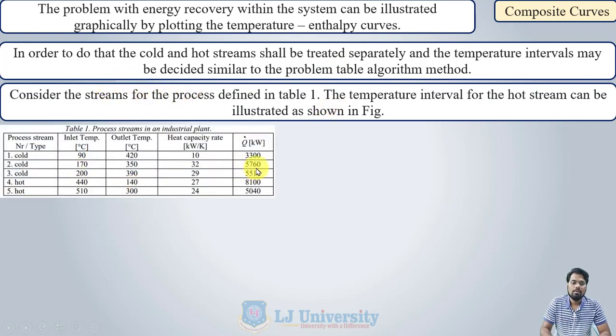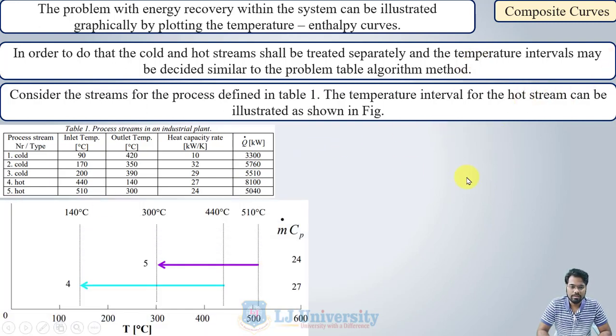This is the table 1. The temperature interval for the hot stream can be illustrated as shown in figure. First let's consider the hot fluid. We have two streams of the hot fluid. First, from 440 to 140, which is number 4. For stream number 4, the temperature is going to be from 440 to 140 with a heat capacity of 27. For the hot fluid number 5, the temperature is going to be from 510 to 300.